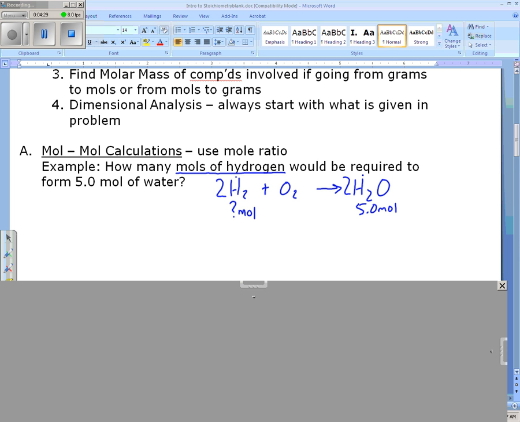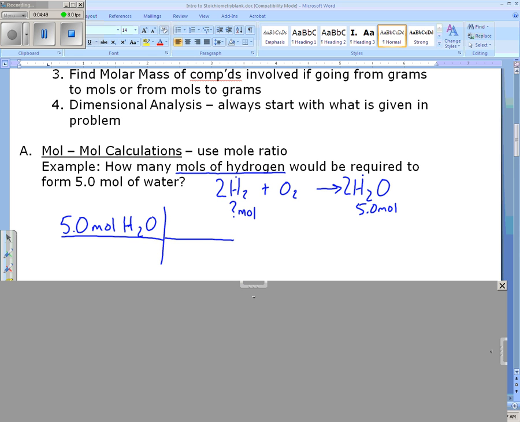All right, like I said, I'm going to call this your map. Balanced equation with where you're starting from and where you're going. Now we're going to start a dimensional analysis problem. And we start with 5 moles of water. Make sure you put your identifiers in here because now we're going to start moving around in the chemical equation.